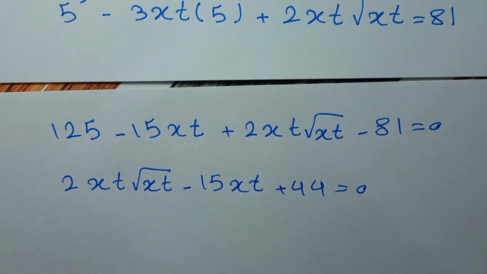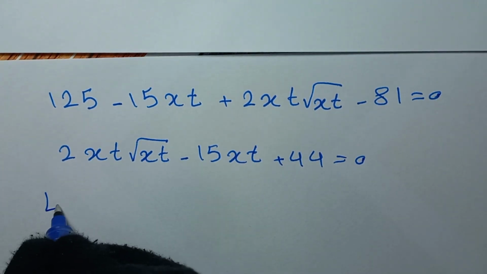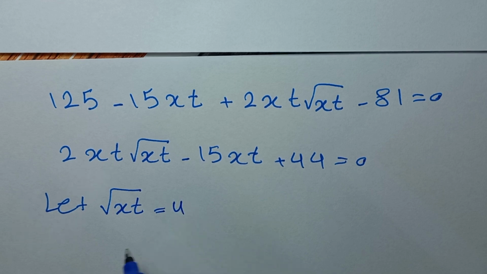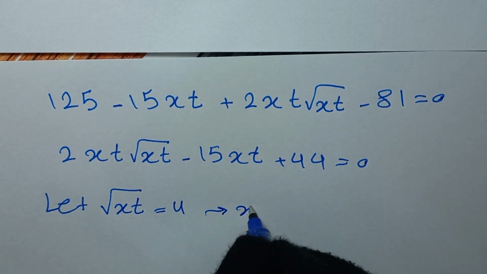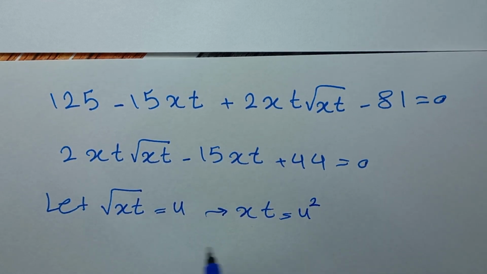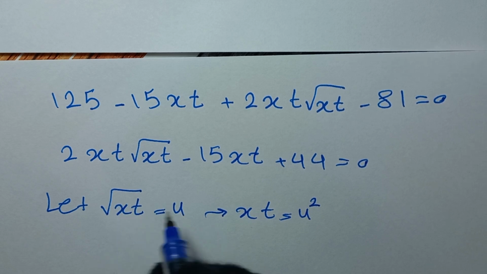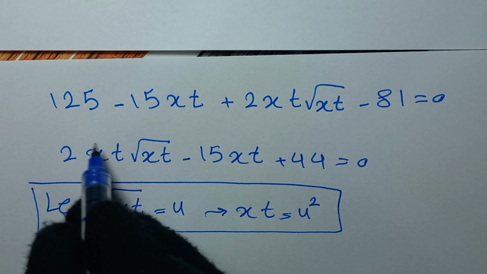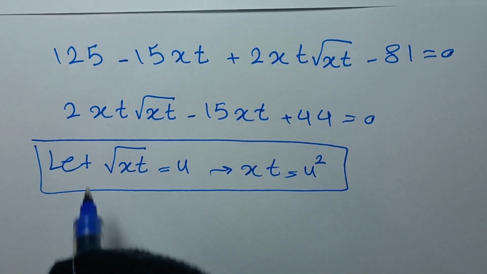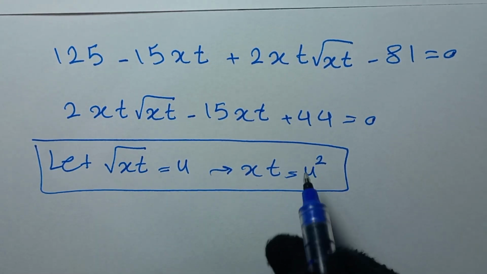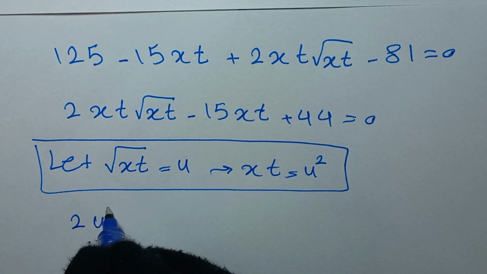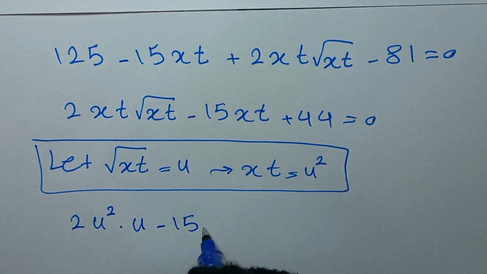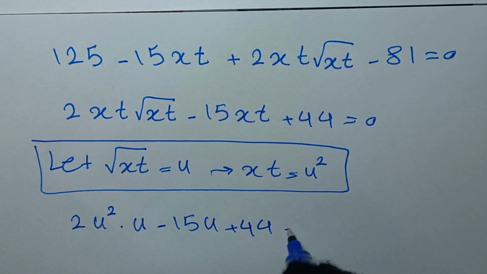In the next step, we let the square root of xt as u. So xt is equal to u square, right? We square both sides of this equation, and it will be xt is equal to u square. We rewrite this equation, and it will be 2 u square times u minus 15u plus 44 is equal to 0.